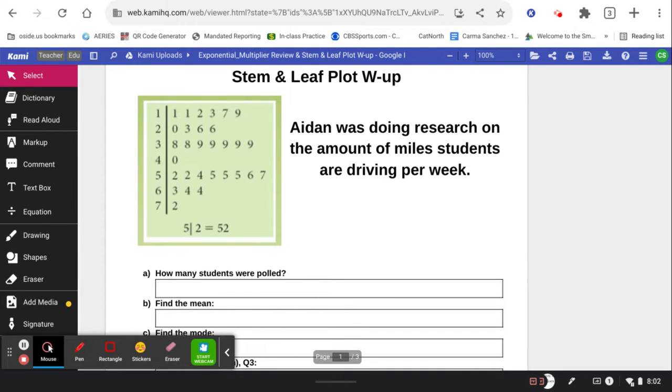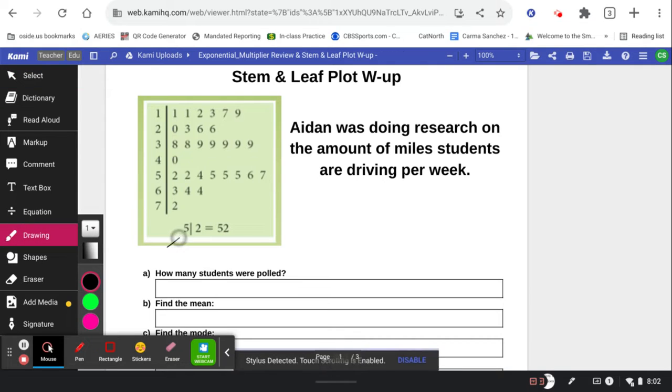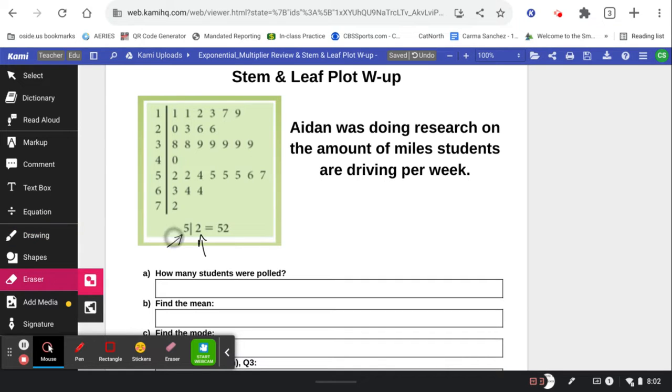Realize that the number on the left is the tens place, and the number on the right is the ones place. So this legend shows us that a 5/2 actually represents 52. That's 52 miles driven to work. So for example, this right here would be an 11.